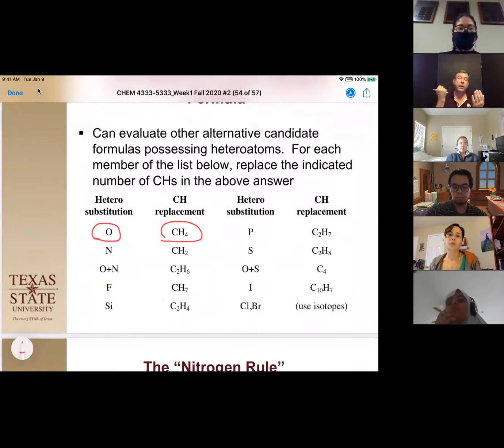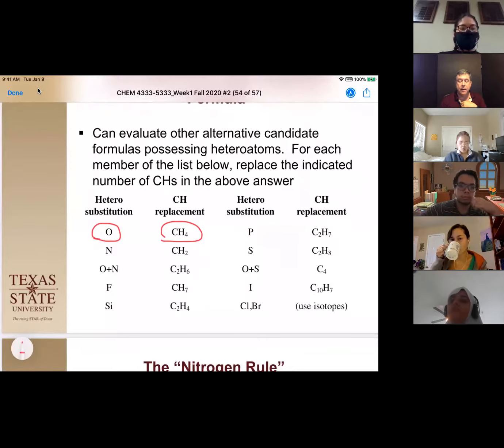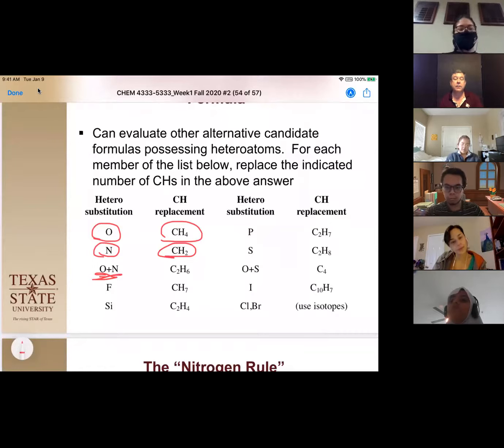So if we take away 1 carbon and 4 hydrogens, you can add 1 oxygen to your empirical formula, and you haven't changed that ion's mass. Okay, so we have substitutions for different types of compounds. For example, nitrogen has a molecular weight of 14, so we're going to do 1 carbon and 2 hydrogens. If we know we have oxygen and nitrogen, let's say we have a nitro group in there, the equivalent would be 2 carbons and 6 hydrogens.